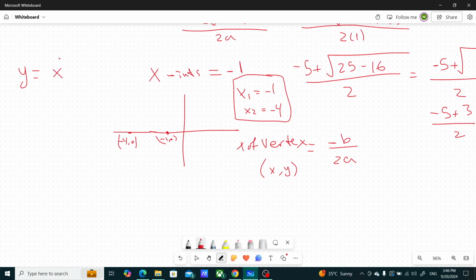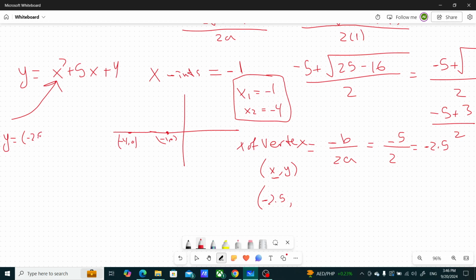Very easily. Let me rewrite my function again. Y equals x squared plus 5x plus 4. So minus b, which is minus 5, over 2 times a, so 2 times 1, so 2. So my vertex is negative 5 over 2, or negative 2.5. So this is my vertex, x of the vertex. So my vertex has an x of negative 2.5. But now I need to find the y. It's very easy. If I want to find the y, I will substitute my x here. So my y equals negative 2.5 squared plus 5 multiply negative 2.5 plus 4.